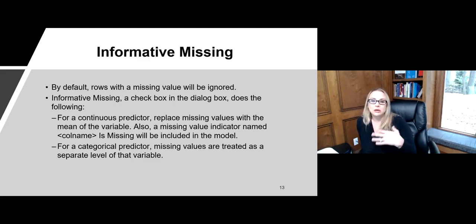So you will get a new column named column name is missing to indicate what the missing value is. For categorical predictors, the missing values are treated as the second level of that variable. So if you have three classes normally, but you have a missing value, you're now going to have a fourth class which will represent your missing data.